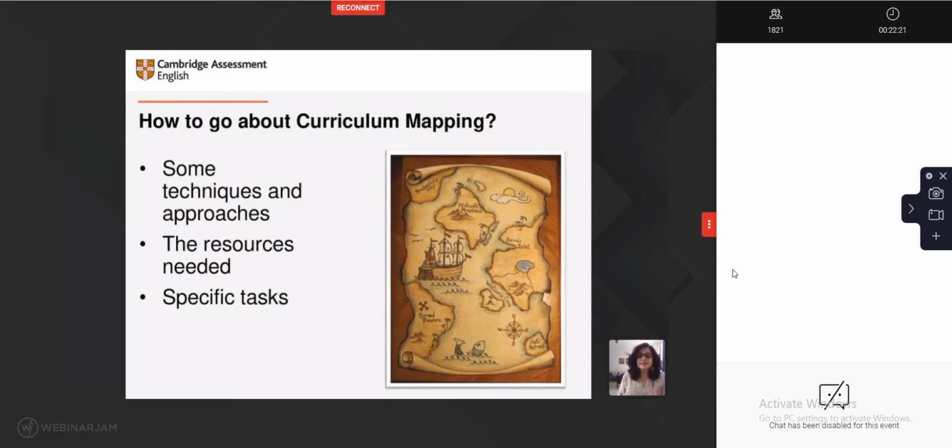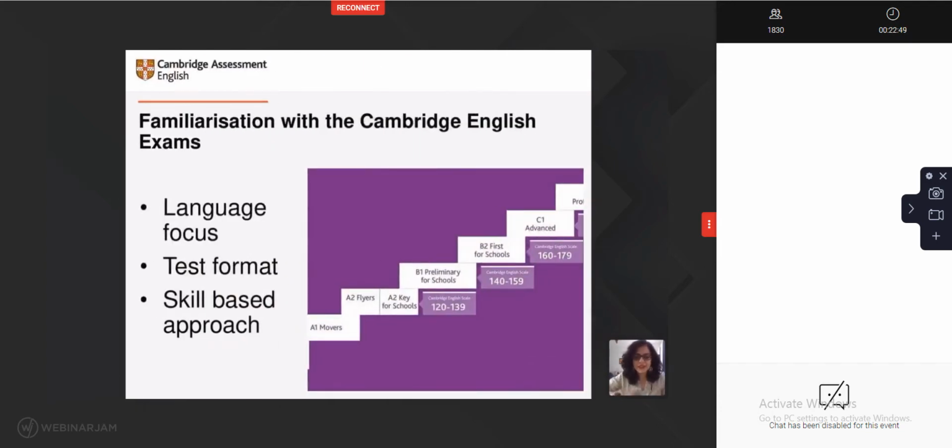In this, besides the techniques and the approaches, we will also have a look at the resources that are needed. And towards the end of the webinar, I'm going to familiarize you with a range of free resources and study material and references that are available and that you can make the most of, which are available online. And like I said, we'll be looking at the techniques and approaches through very specific tasks.